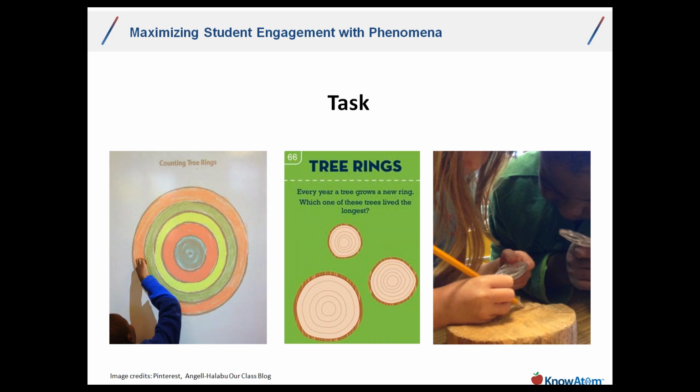There's a difference between task and phenomena, and I'm going to try to explain that to you. A task is not necessarily connected to phenomena. It's an operational thing you do, whether it's a chart on the wall, counting, and in this case it's fictitious, which is not a good representation of what a tree and tree rings look like in real life. This is a little better, and a lot of people would say, oh well, this is hands-on. That involves phenomena because that's real wood they're counting, and the answer is maybe, but not necessarily.